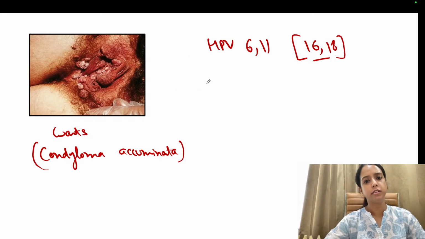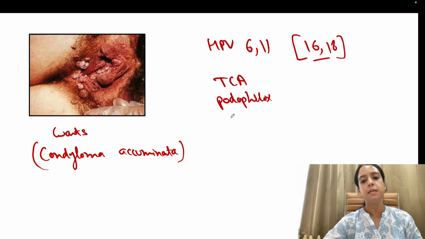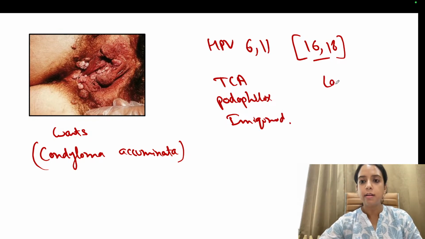Warts का treatment बहुत पूछते हैं. Trichloroacetic acid, podophyllotoxin, imiquimod. These are the chemicals which are used. And also you can remove it using laser. You can also remove using cryo.